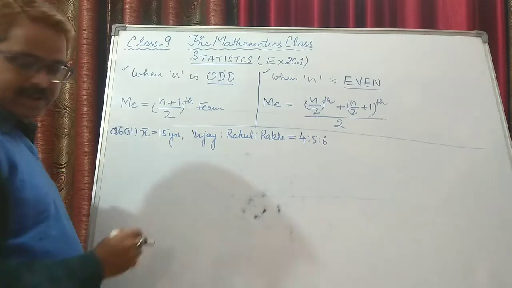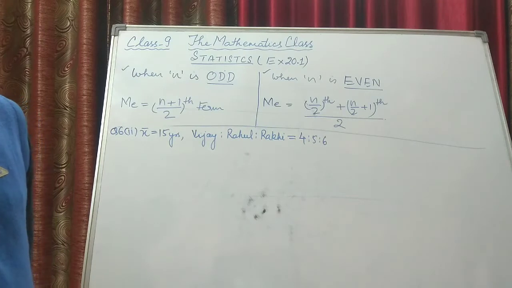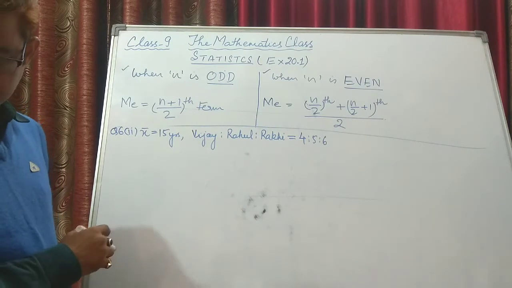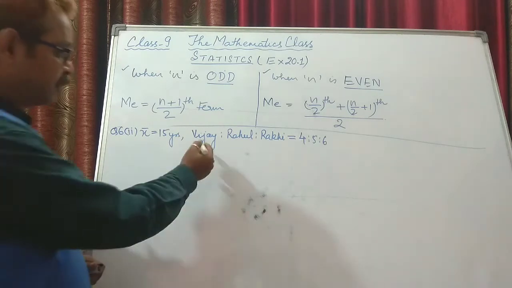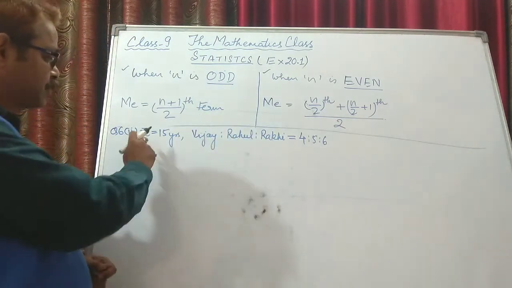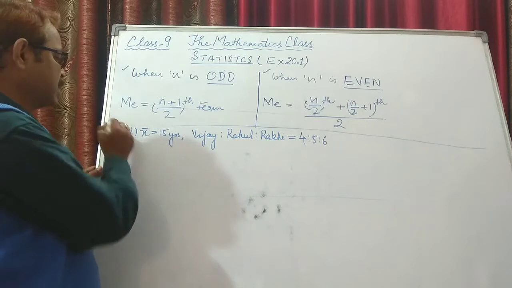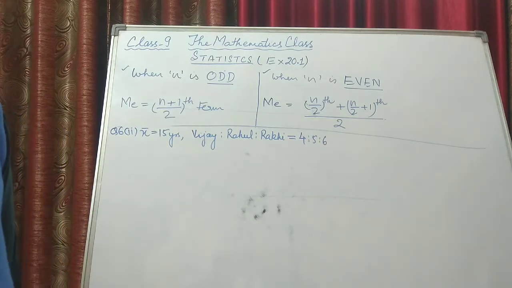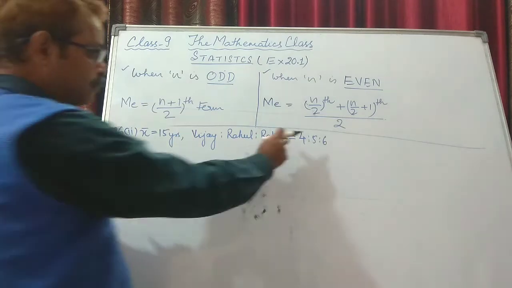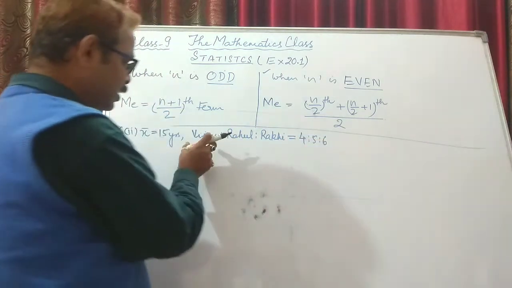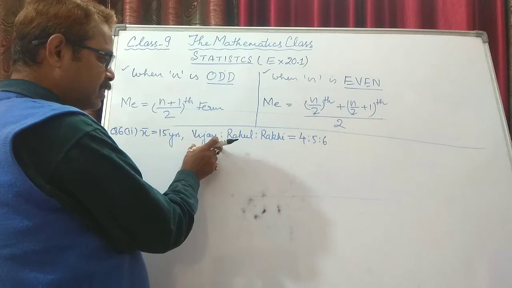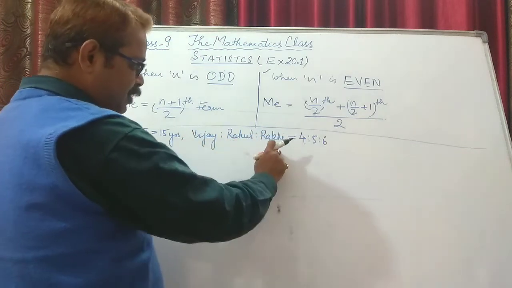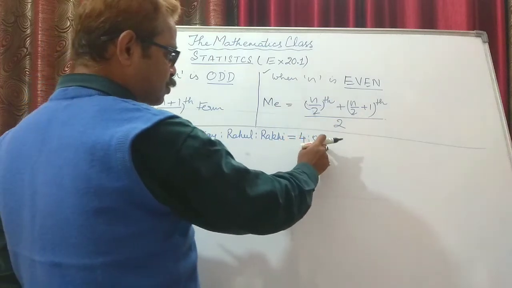Now in question number 6, second part, they say that the mean of the age of 3 students Vijay, Rahul and Rakhi is 15 years. Mean is given, means average is given, and they say that their ages are in the ratio of 4:5:6, means Vijay's age is to Rahul's age is to Rakhi's age, their ratio is given as 4:5:6.